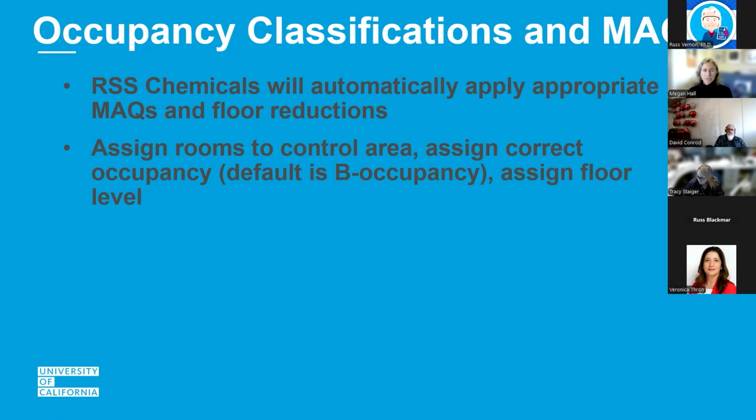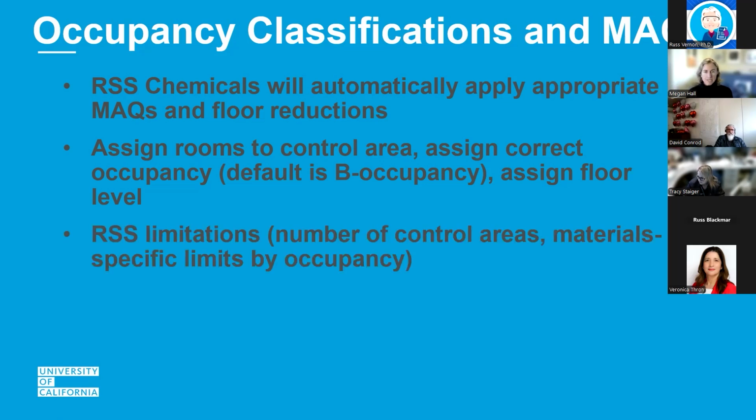I also want to point out that there are some limits in RSS. RSS does not limit the number of control areas per floor. So remember I told you on the fourth floor, you can only have 2 control areas. RSS won't limit you. RSS would let you have 10. You need to be aware that you can only have 2. And it also doesn't include the material specific limitations for occupancy. We could program that in if there's interest in doing that, but that means you have to correctly assign every single building to the correct occupancy type.